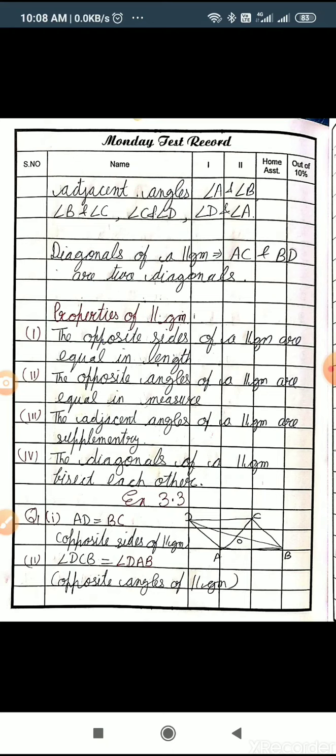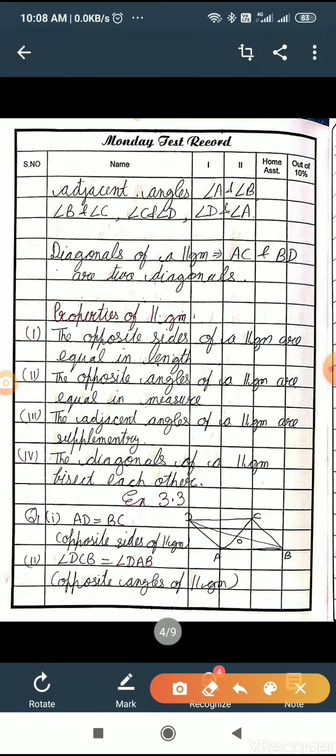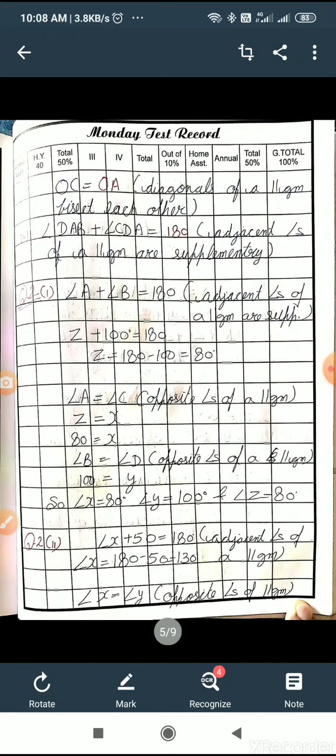Now angle DCB, which angle is he talking about? This angle. So this angle will be equal to this angle. So DCB will be equal to DAB. So DCB is equal to DAB, opposite angles of a parallelogram. The reason is opposite angles of a parallelogram.